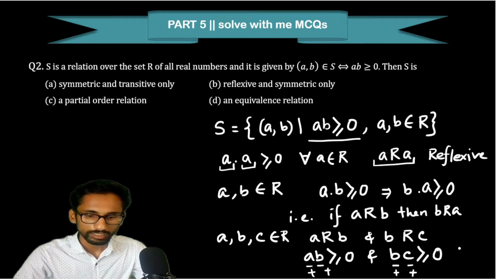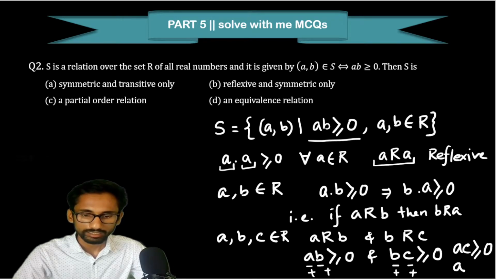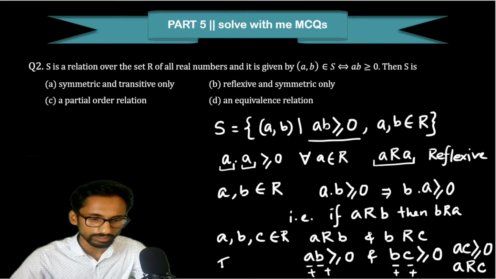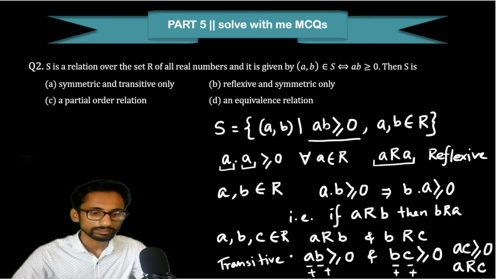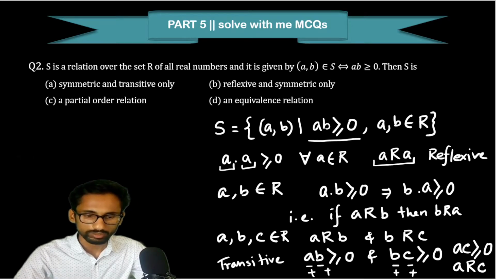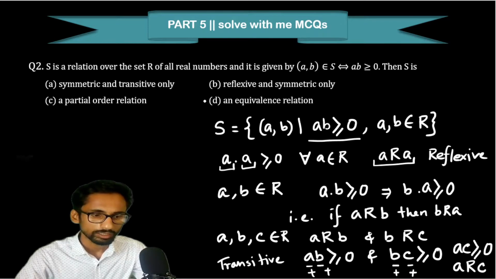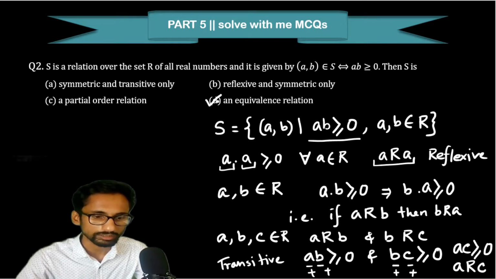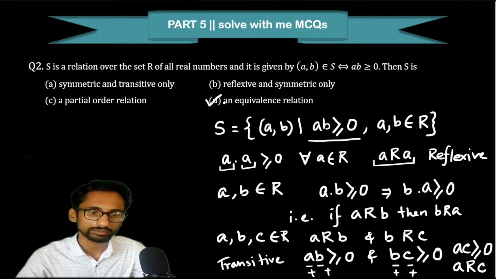That means a into c is also going to be greater than or equal to 0. That means a is related to c. So the given relation is transitive. Since it is satisfying all the three types of relations, that is reflexive, symmetric and transitive, the given relation is an equivalence. Option D is the correct answer.